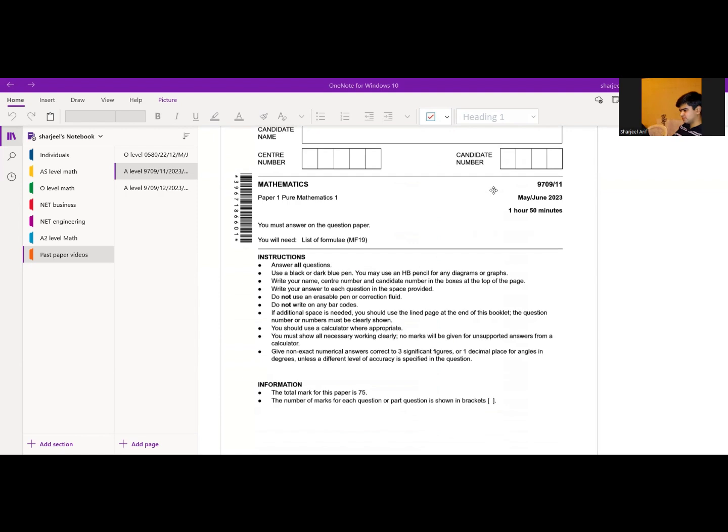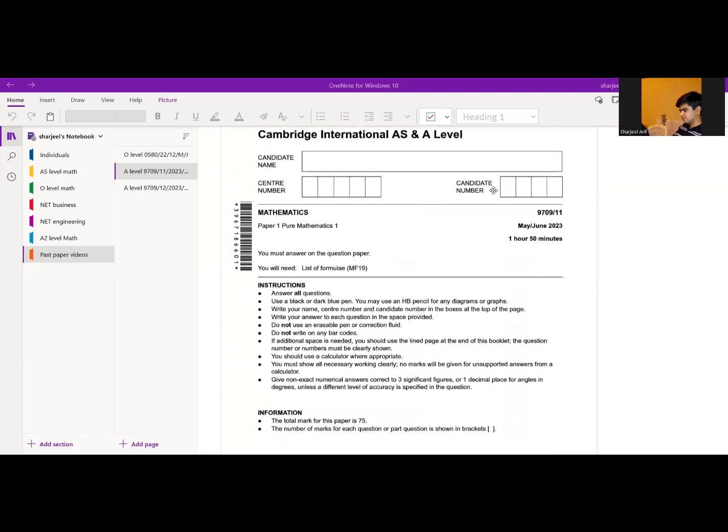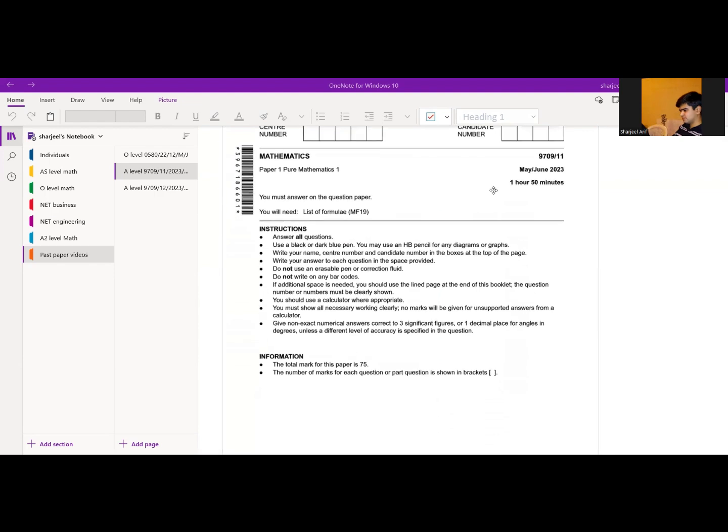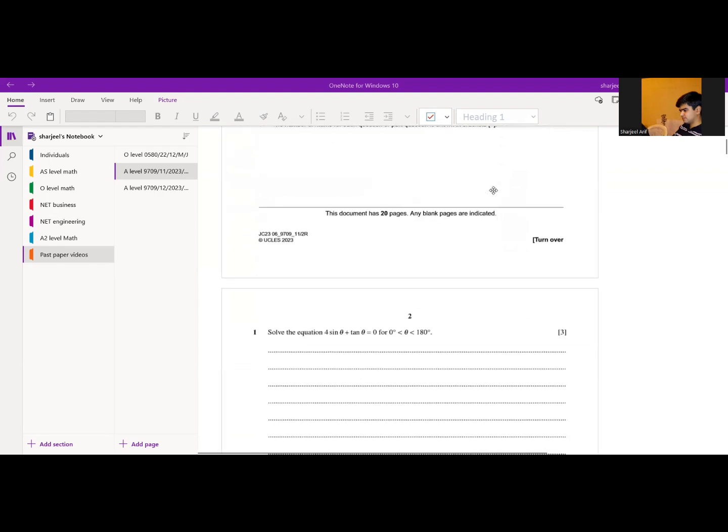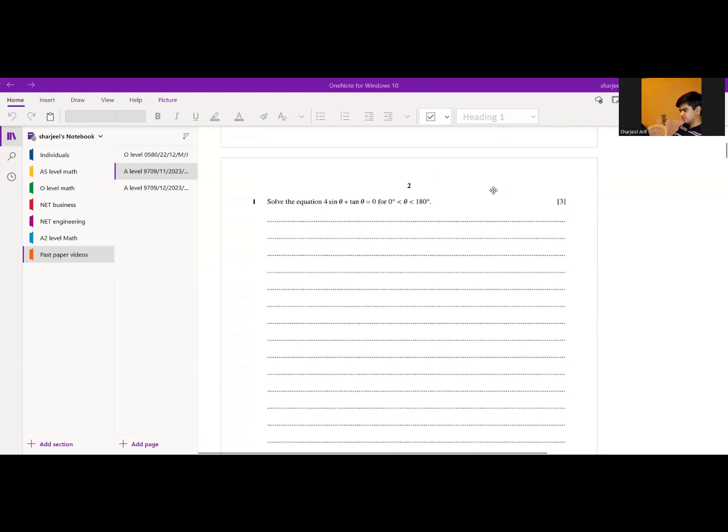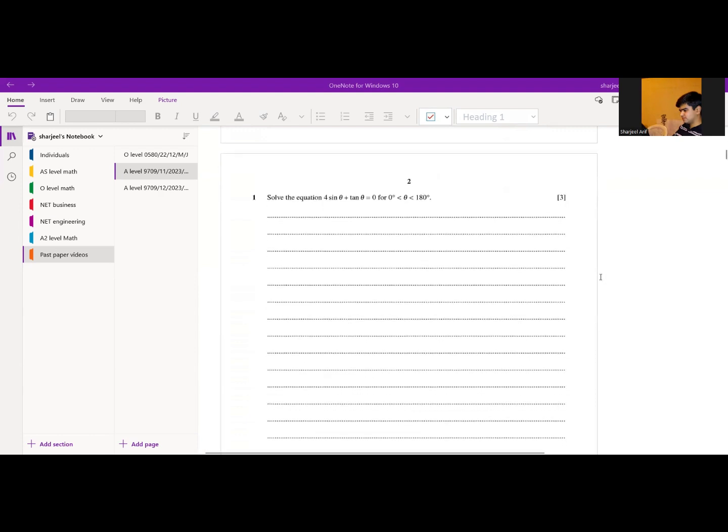Today we are going to solve paper 970911, May June 2023. It's a 1 hour 50 minutes paper. So look at question number 1. It's from the trigonometric portion. So in question number 1, we have to solve the equation.